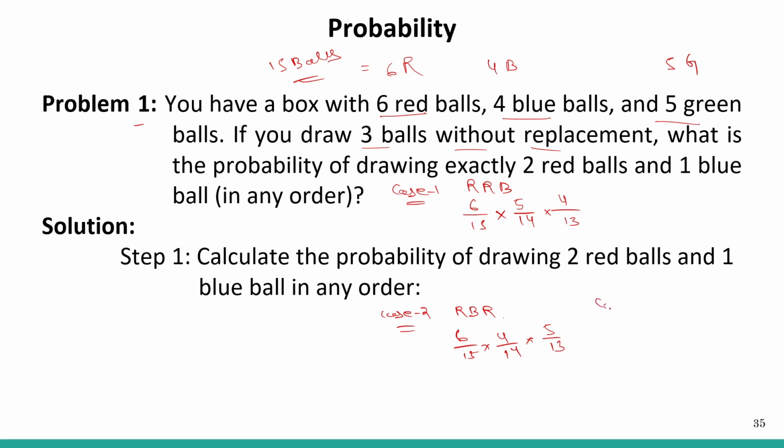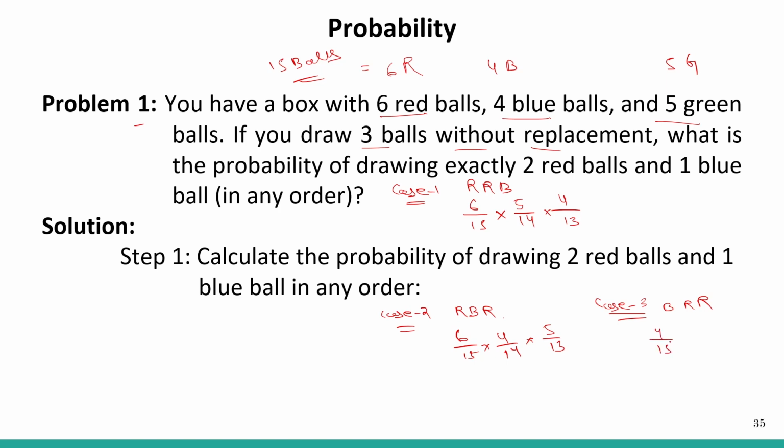So let's see case 3. Case 3 will be blue, then red, then red. That is, first the blue ball was picked, then consecutively 2 red balls were picked. So what will be the probability that first a blue ball is picked and consecutively 2 red balls are picked? So it will be equal to what?